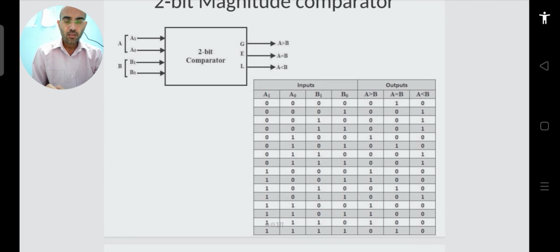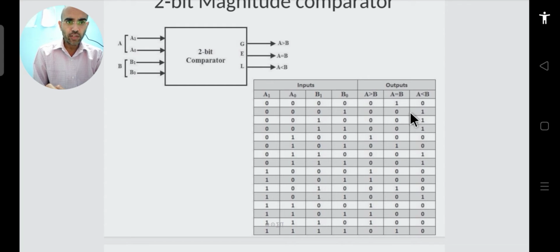So if MSBs are equal, we'll go to the lower bit. If you want to check any two numbers, we start checking with the MSB first, then if the MSBs are the same, we go for the lower bit. So here, as the word is of 2 bits only, we'll check the lower bit. If A1 and B1 are the same, then we see that B0 is greater than A0, so this condition A is less than B is satisfied. So you see the column, you will put a 1 here.